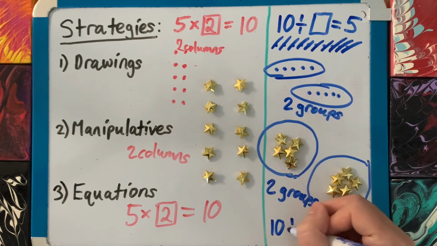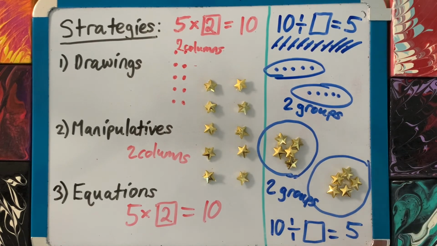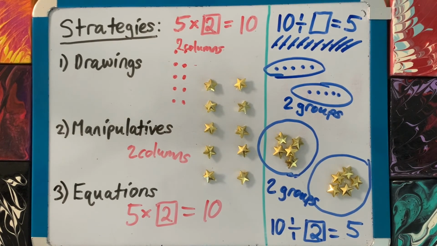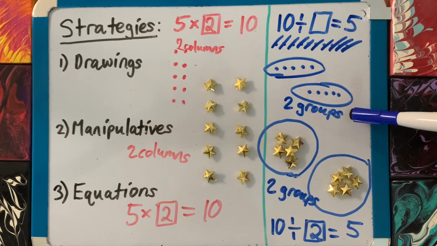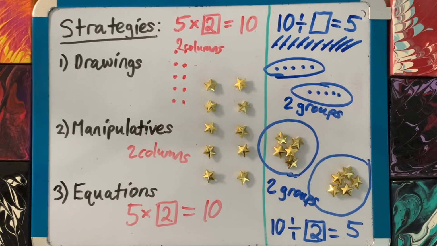10 divided by blank equals 5. So if you know your division equations, then you know that 10 divided by 2 equals 5. If you don't know your division equations yet, that's also okay, because we found the answer in 2 other ways. We found the answer using our drawing strategy, that it would be 2 groups, and we also found 2 groups using our manipulative strategy. So either way, we will know that this is the number 2 for our unknown number.